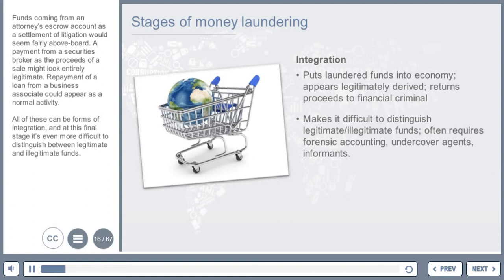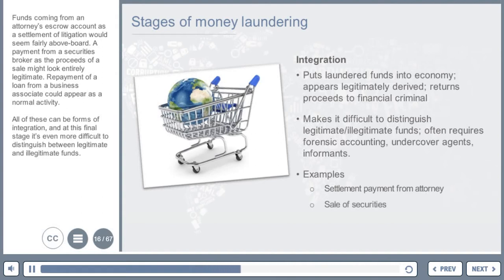Funds coming from an attorney's escrow account as a settlement of litigation would seem fairly above board. A payment from a securities broker as the proceeds of a sale might look entirely legitimate. Repayment of a loan from a business associate could appear as a normal activity. All of these can be forms of integration, and at this final stage, it's even more difficult to distinguish between legitimate and illegitimate funds.